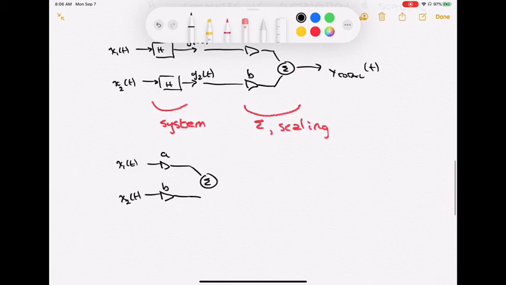That's like that modified input that we had seen before, right? And then we're going to run that through the system H, something like that, and we should get out another total response.